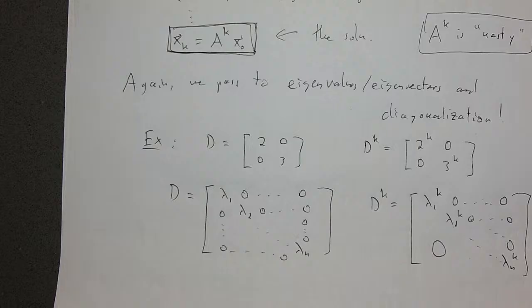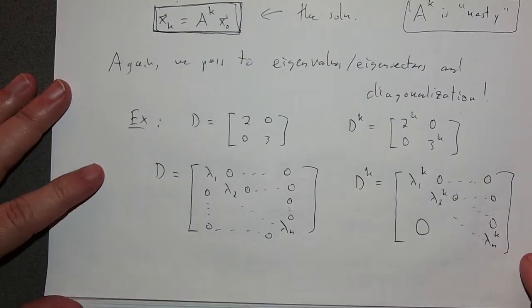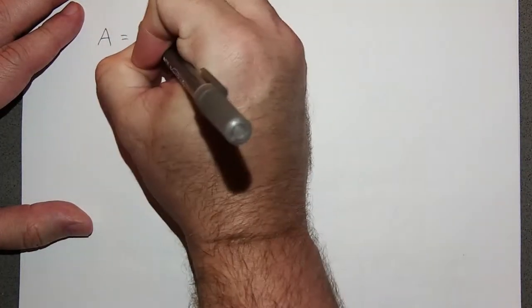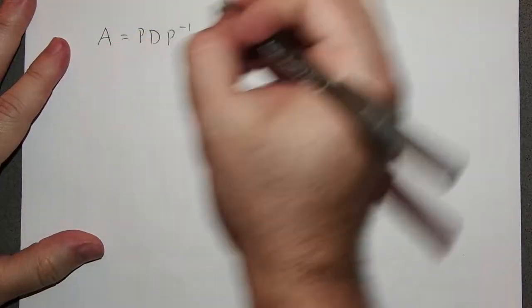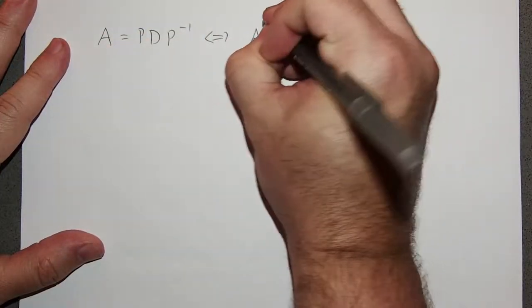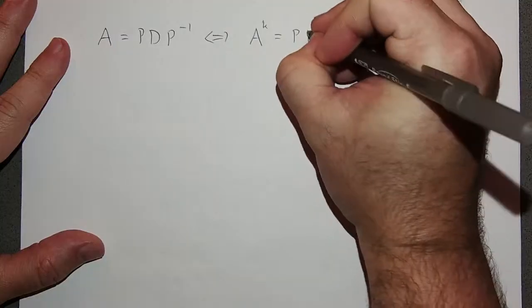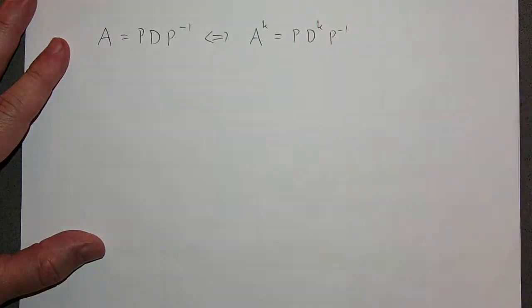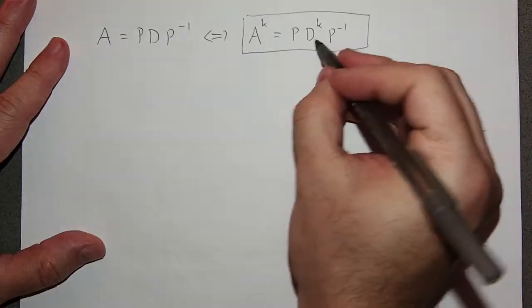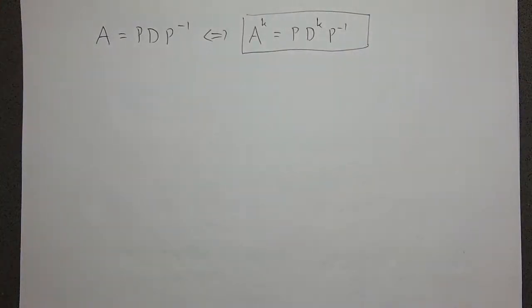Now, just like before for diagonalization, if a matrix A is diagonalizable, remember from the previous lecture, this means that there exists an invertible matrix P and a diagonal matrix D such that A is equal to PDP inverse. If that is the case, you see very quickly that A to the K is also diagonalizable, and the diagonal matrix that it is similar to is D to the K.